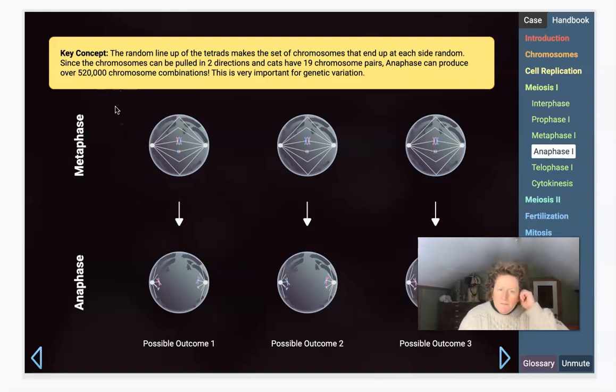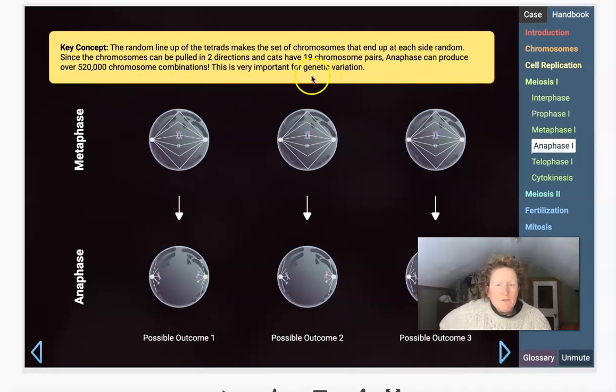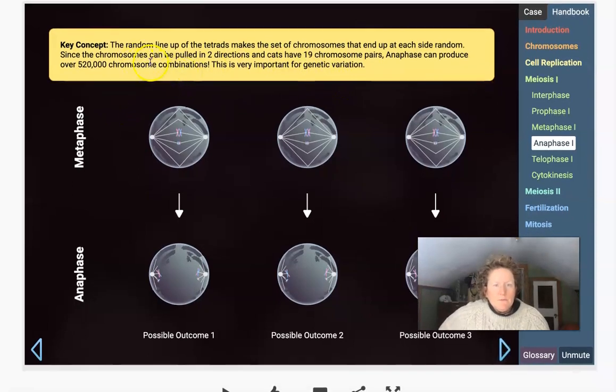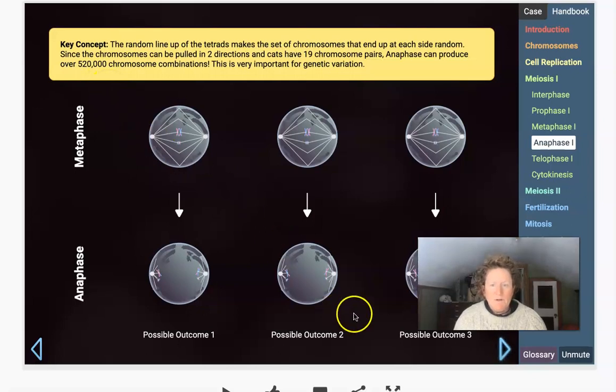The random lineup of tetrads makes the set of chromosomes that end up on each side random. Since the chromosomes can be pulled apart in 2 directions and cats have 19 chromosome pairs, anaphase can produce over 520,000 chromosomal combinations. That's pretty mind-blowing, and it's even more in humans because we have more chromosomes. This is very important for genetic variation in cats and in humans and in everything else that does sexual reproduction.